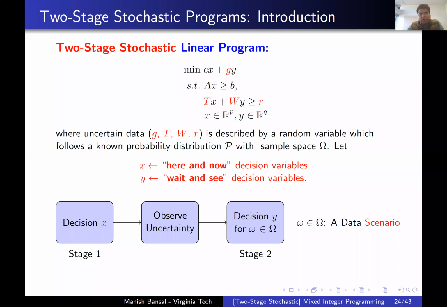Like I mentioned, this problem has 2 stages of decision making because you make some decision here and now, which is how much to procure in stage 1. And once the uncertainty is realized, you make your decision of how much to produce in the second stage. Here omega denotes the index to a specific data scenario, which belongs to the sample space, big omega. Each data element or parameter that varies with the scenario is identified by superscript omega.